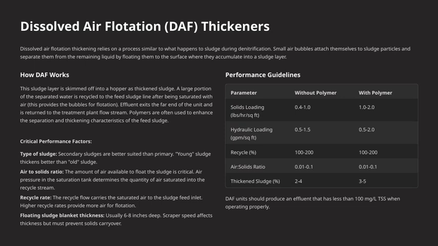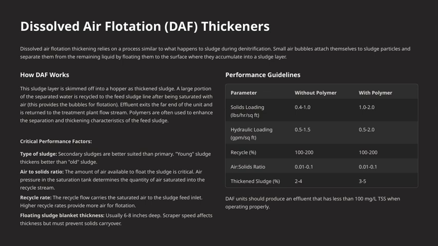Now let's talk about dissolved air flotation, or DAF, thickeners. This process works similarly to what happens during sludge denitrification. Essentially, tiny air bubbles attach themselves to sludge particles, causing them to float to the surface. Once there, they form a sludge layer that can be easily removed.